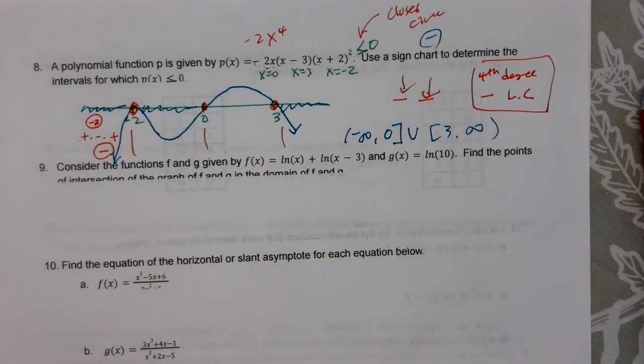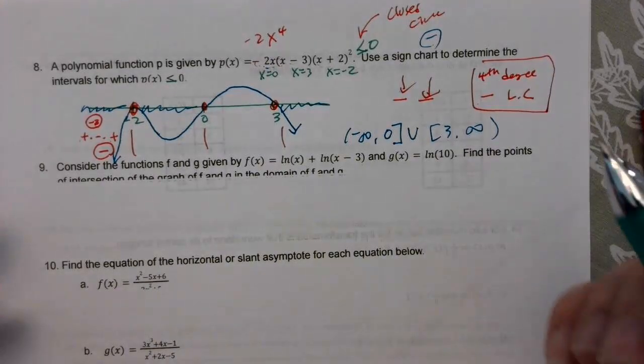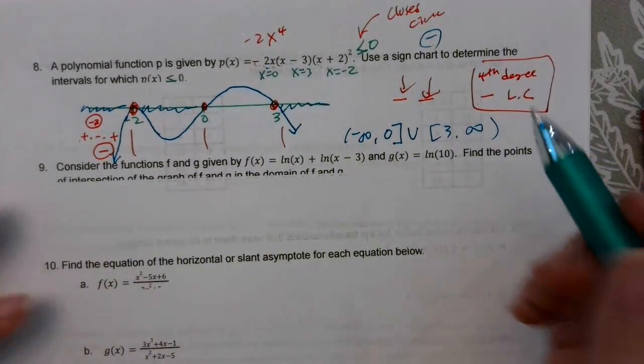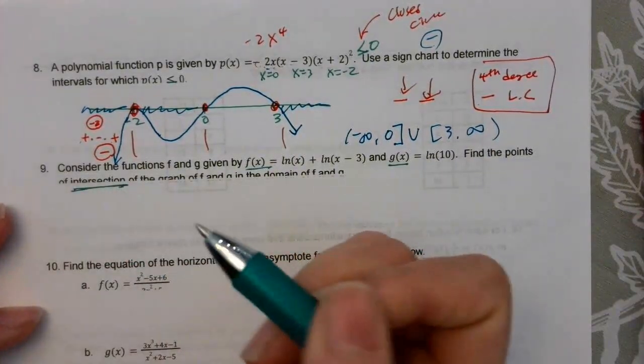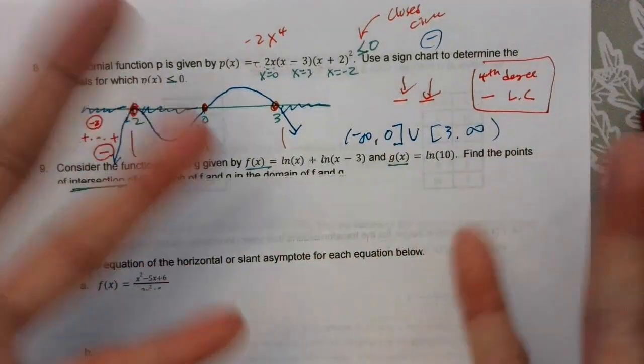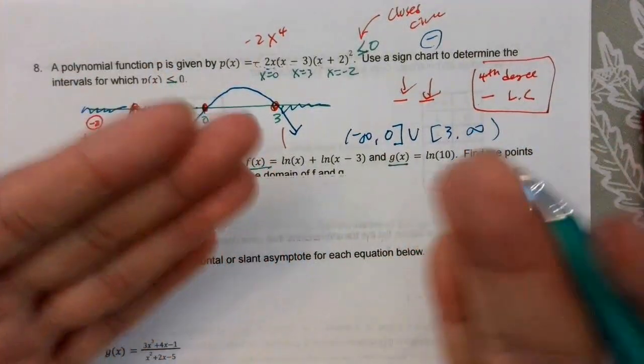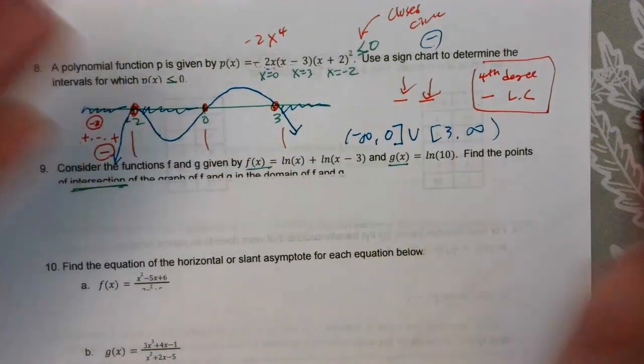Number 9. Consider, okay, so this is F, this is G. Find the points of intersection. How do you find the point of intersection when you have two functions? We've done it a few times in class. You set them equal to each other.